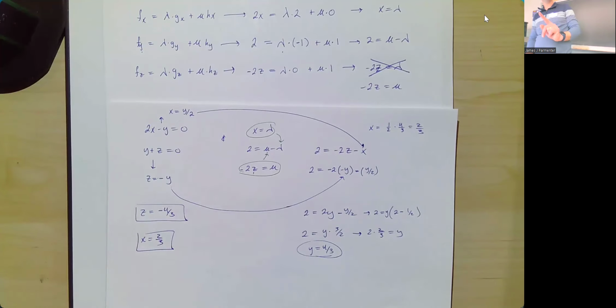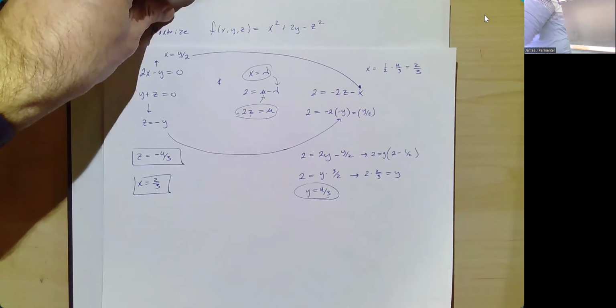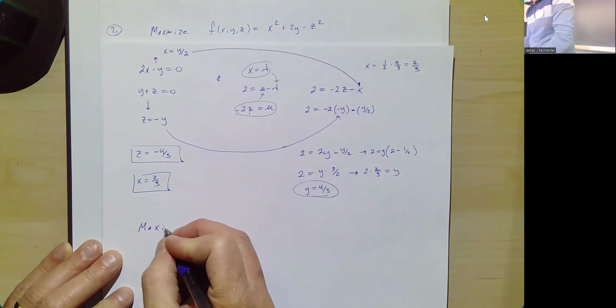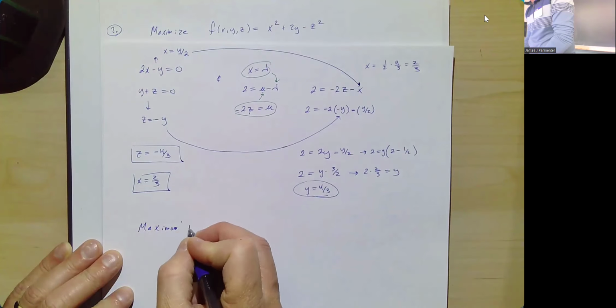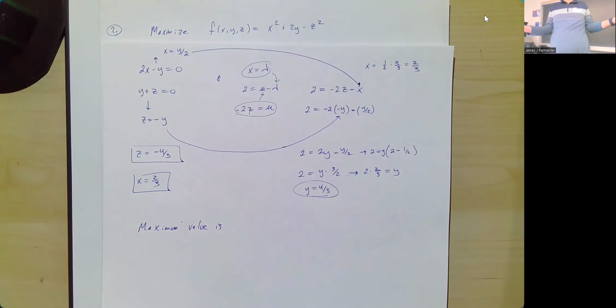Not done, because we haven't plugged it back into the original function to see what the maximum value actually is. So plugging it back into the original function, we're going to find the maximum value. How do I know it's the maximum? Because they told me to maximize. Honestly, that's how I know. If they said find the maximum and the minimum, I would have to have gotten at least 2 critical points and plugged them in. And then the bigger one would be the maximum and the smaller one would be the minimum.